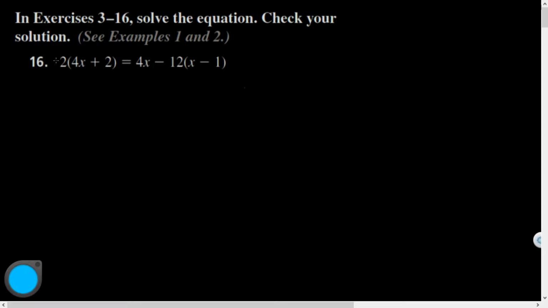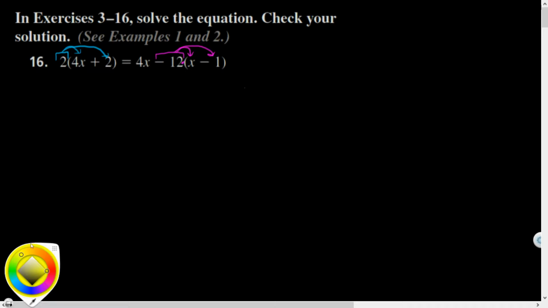Here's question 16, and the first thing we should do is simplify. I'm going to do some distributing here. Also, this 12 that's being distributed, I want to point out that the minus sign is coming with it. So that minus sign is going to be passed along to that set of parentheses as well. So follow along, friends.